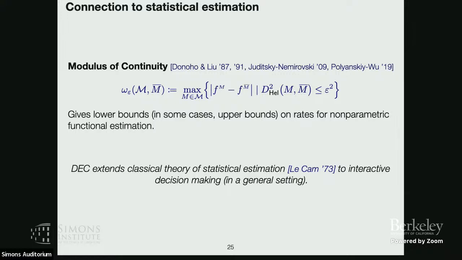And the point here is, we think of the DEC as giving the decision-making analog of this complexity measure, and a way of lifting this statistical estimation, Le Cam viewpoint to general decision-making settings. But what makes the decision-making version challenging is that everything is active now. This is why we have a min-max problem rather than just a max problem. This is one way of saying it.